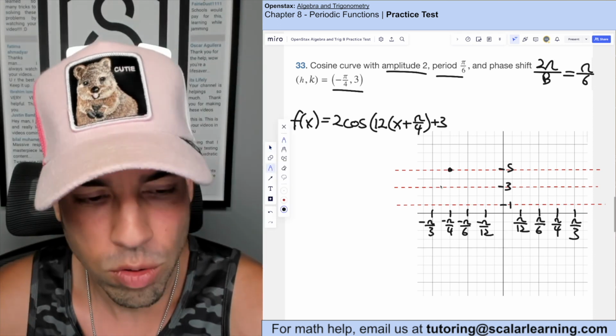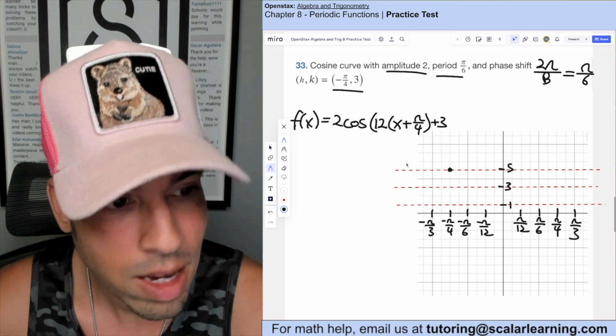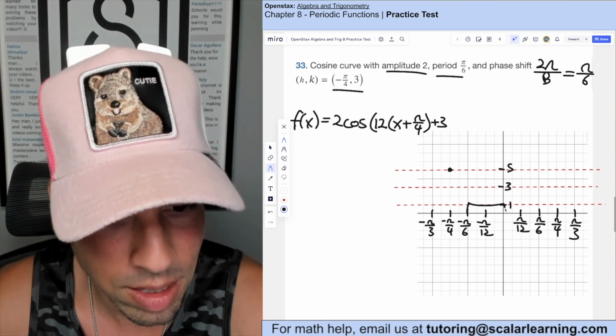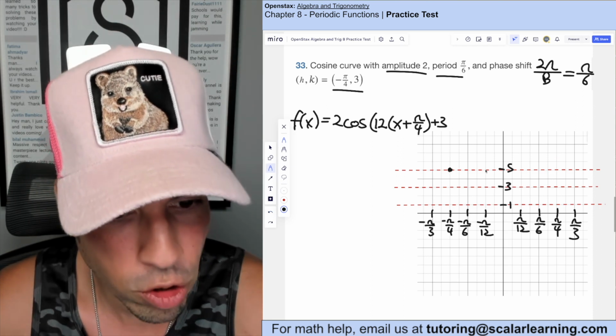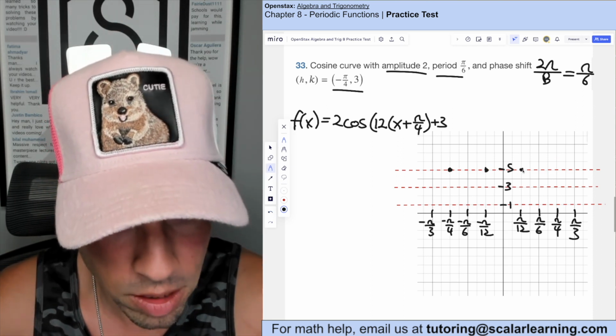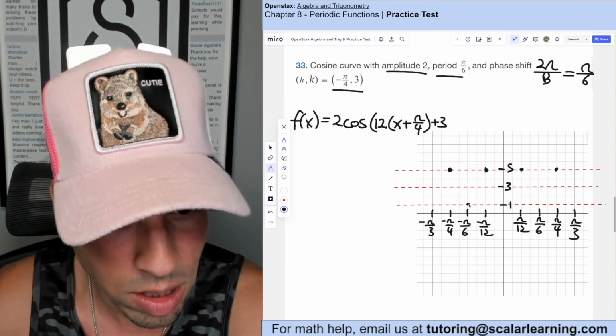And now let's do our typical function. Again, remembering that pi over 6 is the period, and pi over 6 is this distance. It's basically 4 squares the way I've graphed it. So it's going to return back to the max after 4, back to the max after 4, back to the max after 4. And in between these max points, I'm going to the minimum.